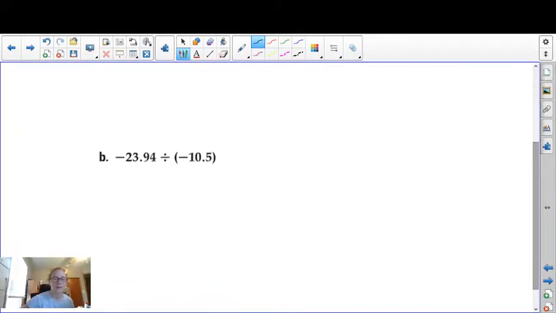Next one, negative divided by negative. I don't even need to put the negative signs because I already know that my answer is going to be positive. And that'll give me 2.28.